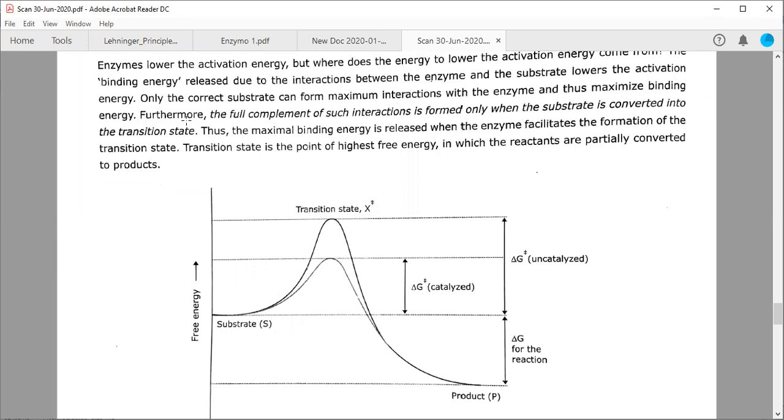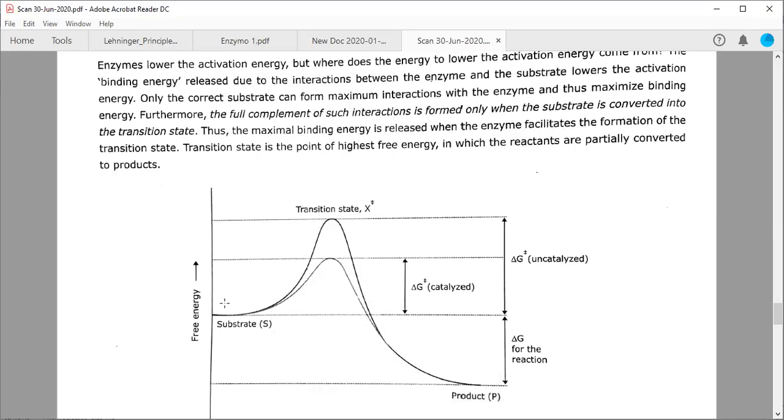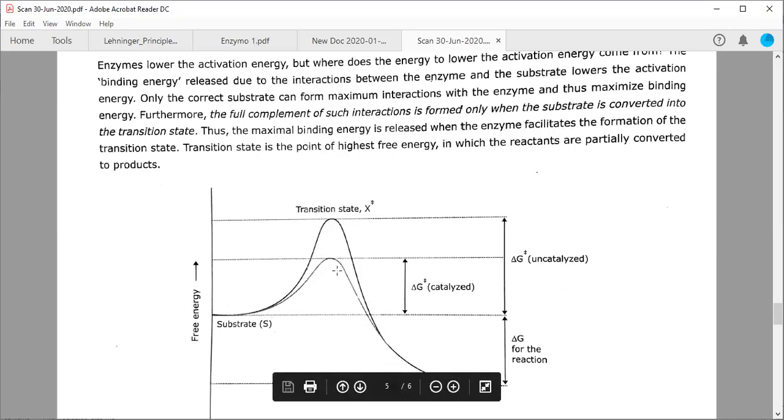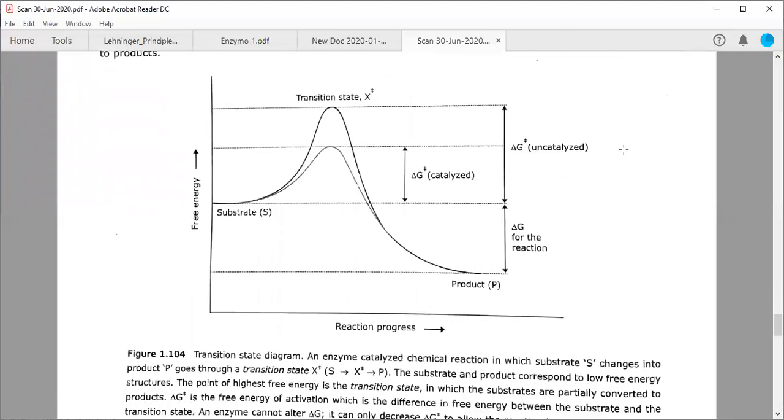The enzyme will work only on the one which shows the most non-covalent interactions with the enzyme, but at least some non-covalent interactions it must show. Thus the maximal binding energy is released because there are lots of interactions, so the binding energy will be high. So when the enzyme facilitates the formation of the transition state, this transition state can be overcome so that the substrate can be converted into the products. The transition state is the point of highest free energy. If someone asks you what the transition state is, it is the point where there is maximal free energy of the enzyme substrate complex being formed, in which the reactants are partially converted into the product.